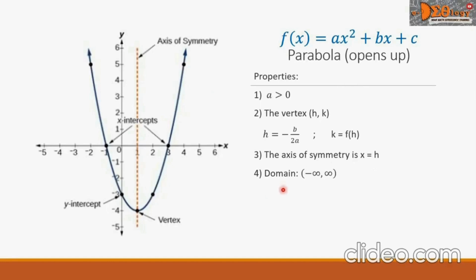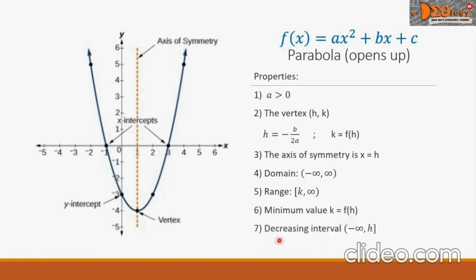Property number 4, the domain is all real numbers, and we can write it in the interval notation to be negative infinity, comma, infinity. For the range, these are the values for the y. So this is square bracket k, comma, infinity. Number 6, the minimum value, which is k, equals f of h. Or we can simply copy the value that we have from the vertex. We can write here.